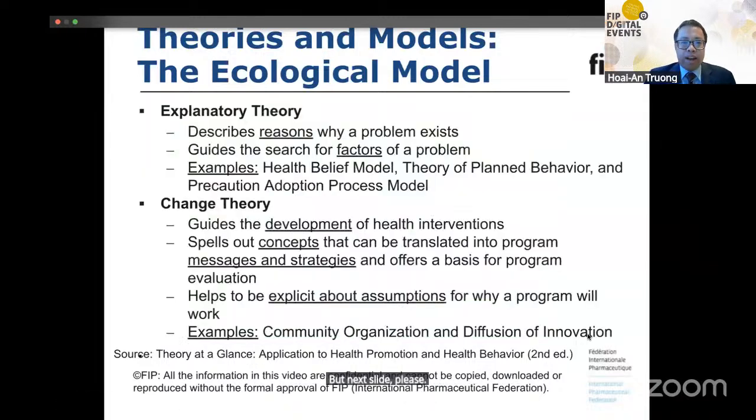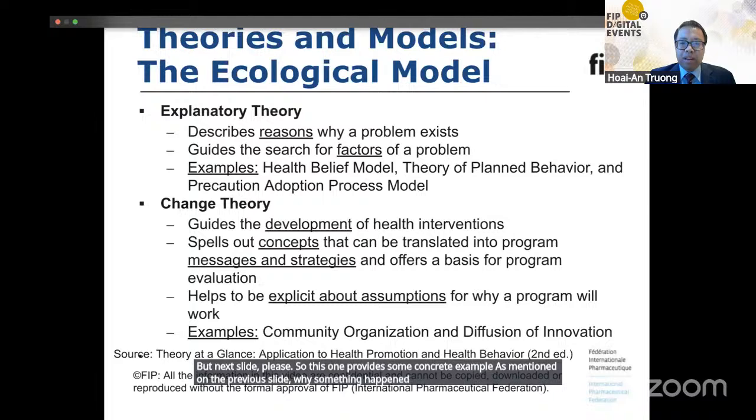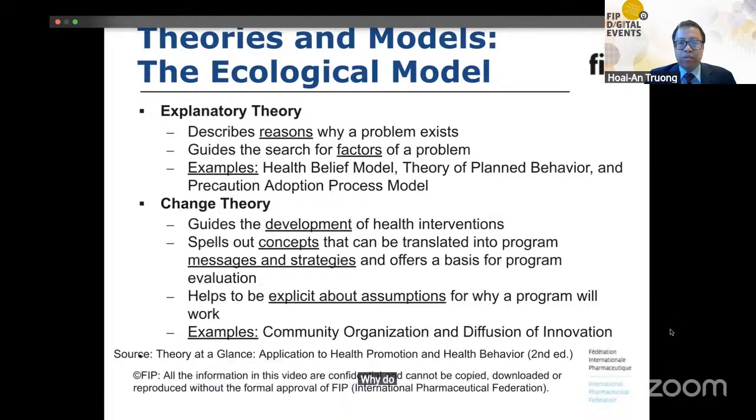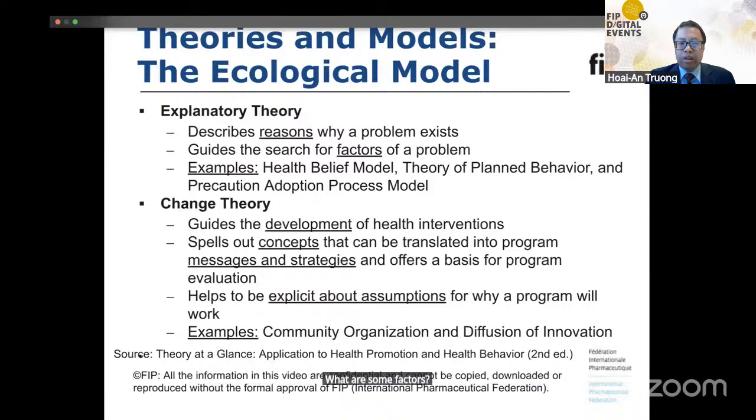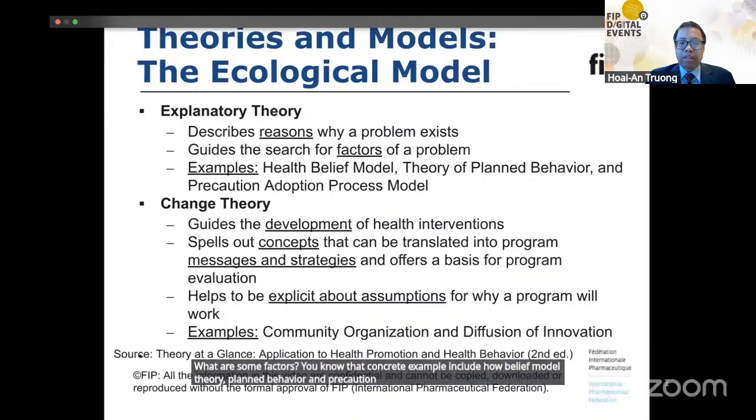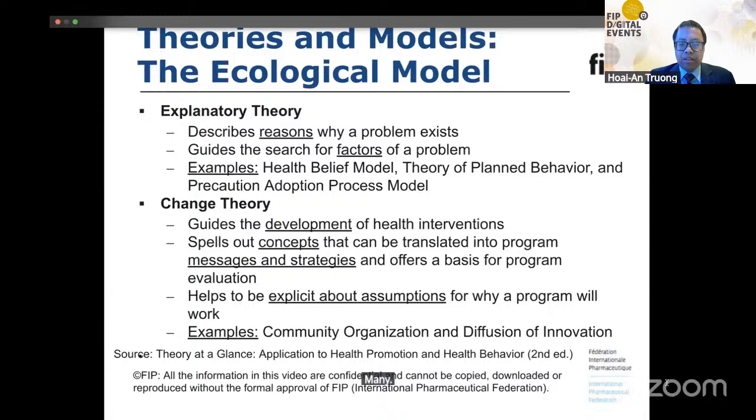So this one provides some concrete examples, as mentioned on the previous slide, of why something happened, why a problem exists. Why do people know it's important to have a good diet, lifestyle, exercise, but they still don't do it? What are some factors? Concrete examples include the health belief model, theory of planned behavior, and precaution adoption process model. Many other theories and models exist.